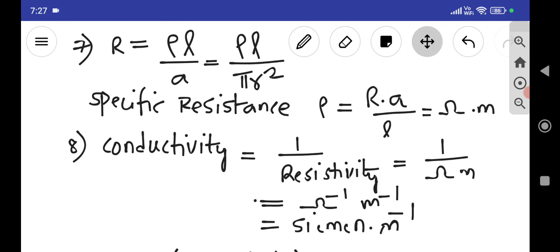So next, resistance is equal to rho into L by A. So specific resistance rho, you can calculate by using R into A by L. Here A is the area of cross section and L is length. So units are ohm into meter. Next, conductivity is nothing but 1 by resistivity. Accordingly, we will get the unit here.